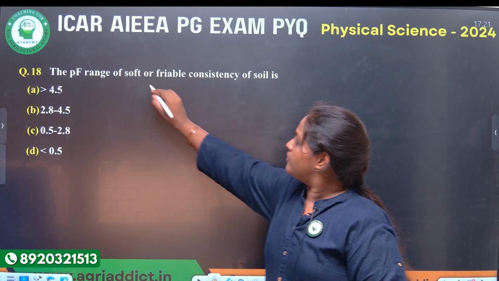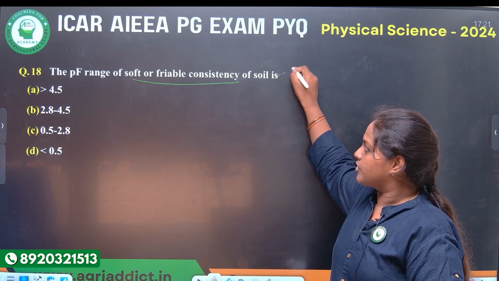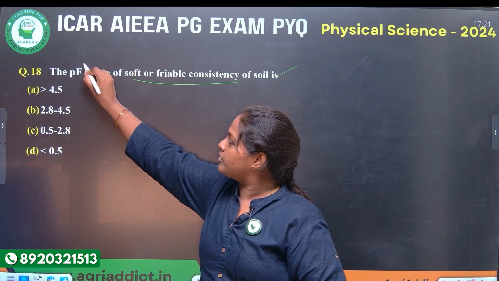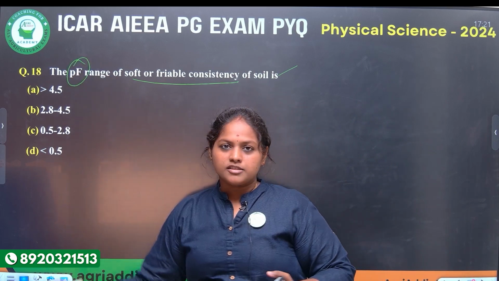Okay. Next, question number 18. PF range of softer friable consistency of soils. See, from consistency second bit they are giving with linking it with PF concept. What is the PF concept?